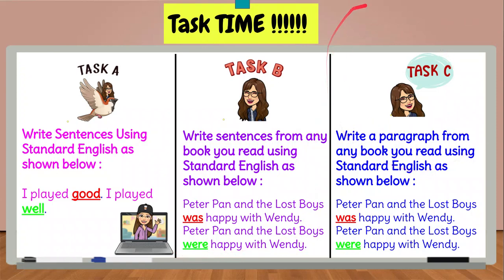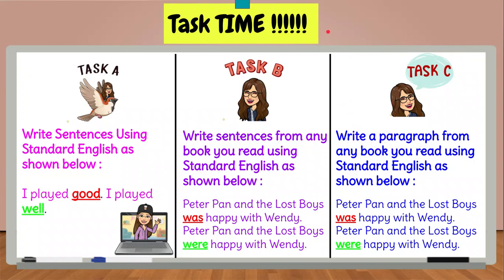Now task C, which is the most challenging task, is that you have to write a paragraph, also from any book you read or you're reading, using standard English as shown below. It's the same sentence as here. Task B and task C are similar to each other, but the only difference is that in task B you have to write only sentences, while in task C you have to write paragraphs.